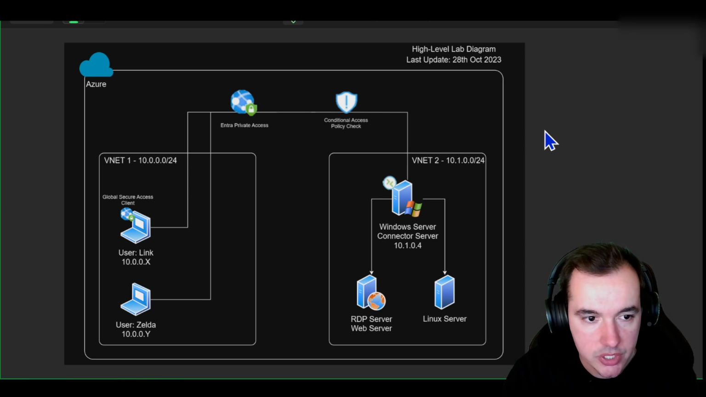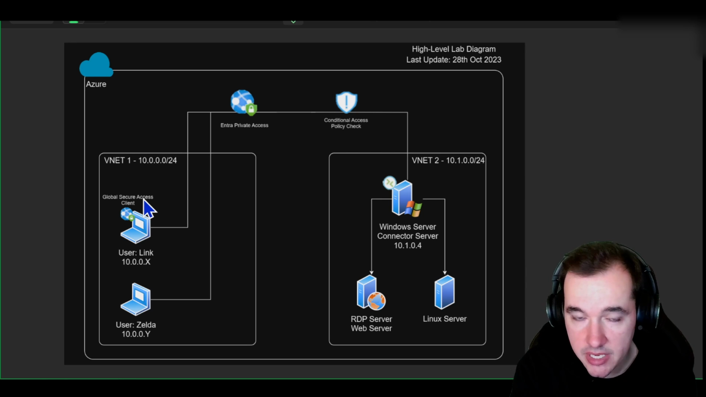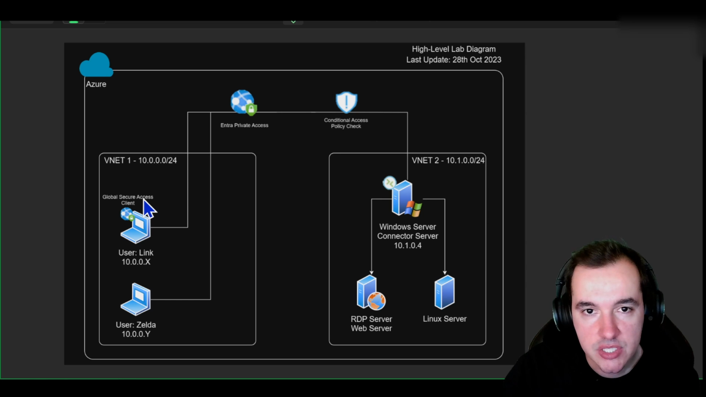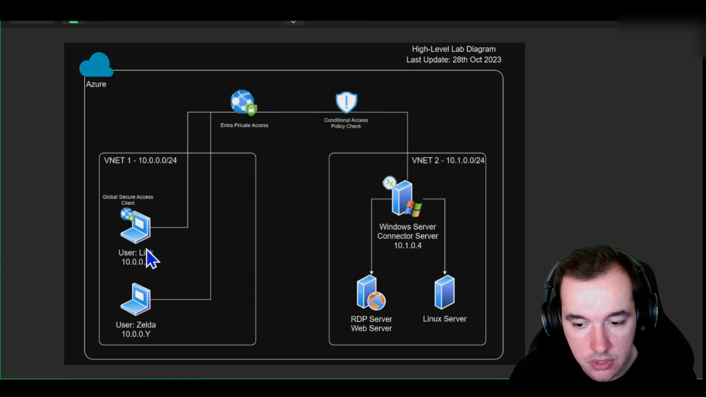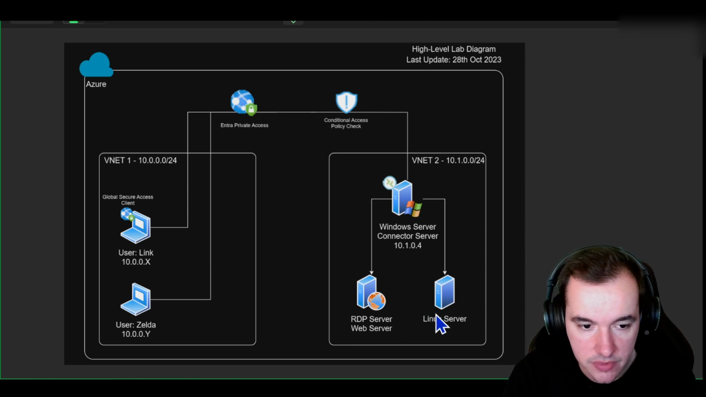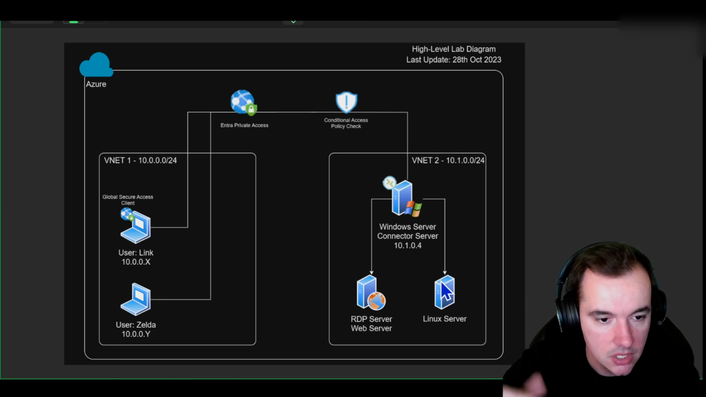But essentially what I'm exemplifying is a user on a different subnet, or a different VNet in my particular case, trying to access a server that only has local access to a different subnet. So my example is this particular user here called Link, who wants to access an RDP server or a web server and even a Linux server that don't have public IP addresses, right? So they cannot be accessed from outside that VNet regularly. So how do we do that?